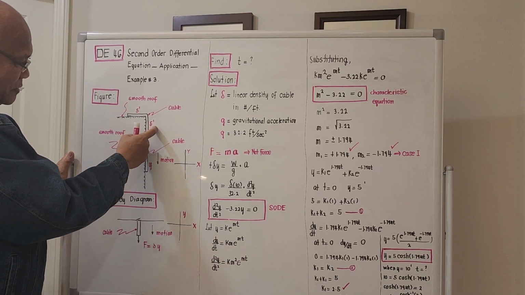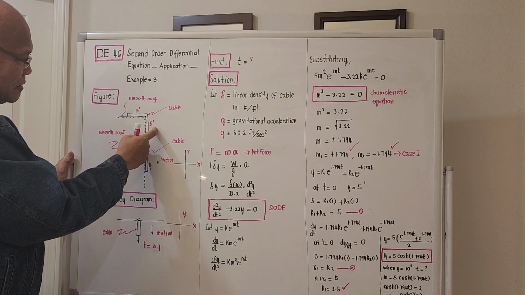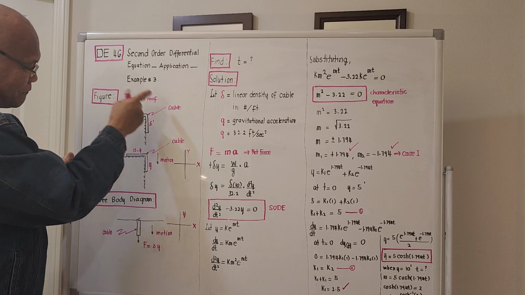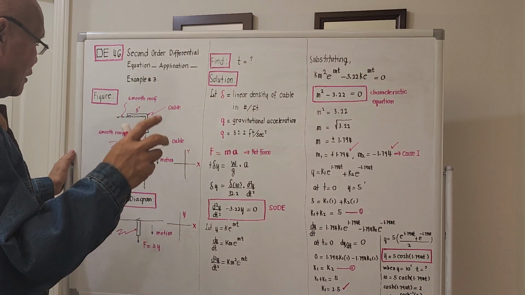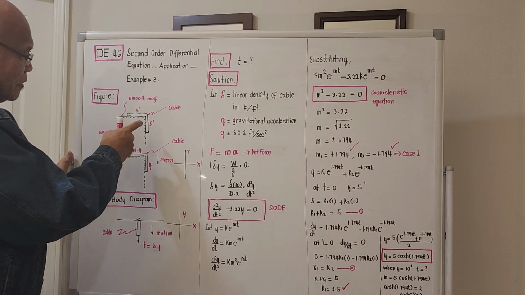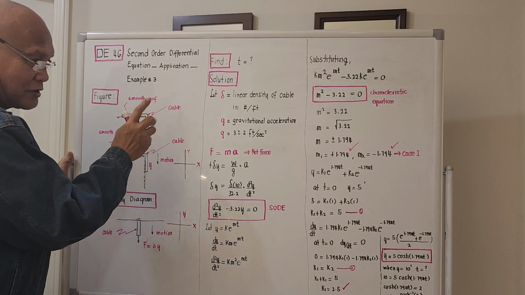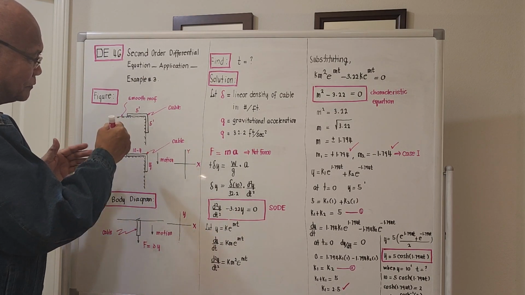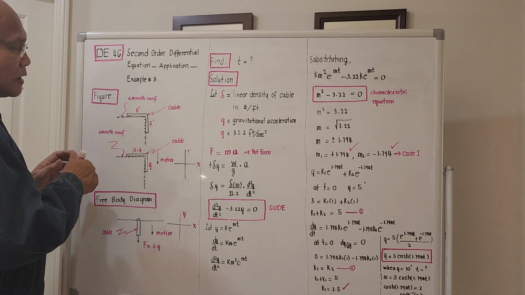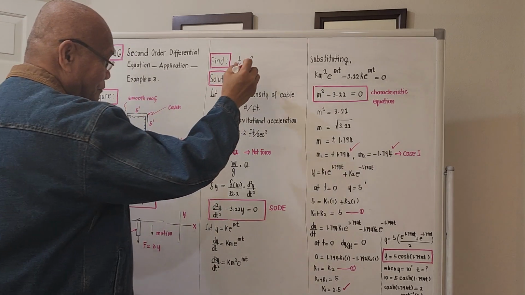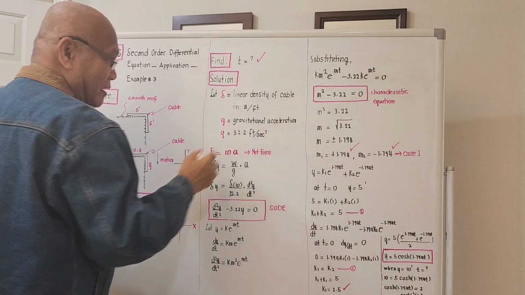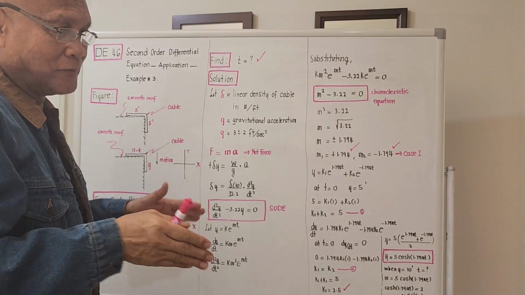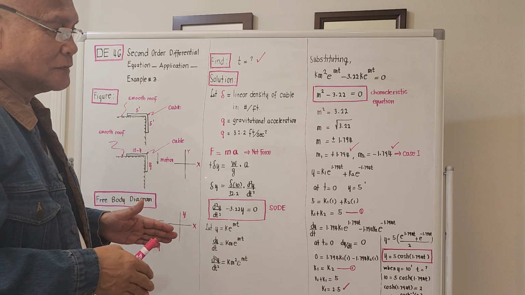5 feet of the cable is hanging, and what remains on the roof is also 5 feet. The question is, when the cable slides off the roof, meaning no more cable on the roof, what will be the total time that will elapse? Meaning the total time consumed by the cable to slide off the roof.